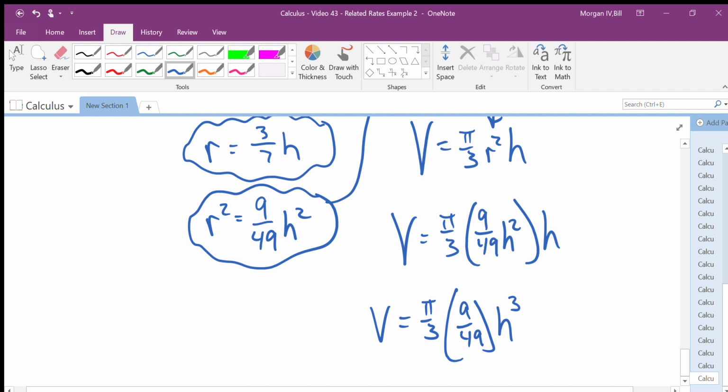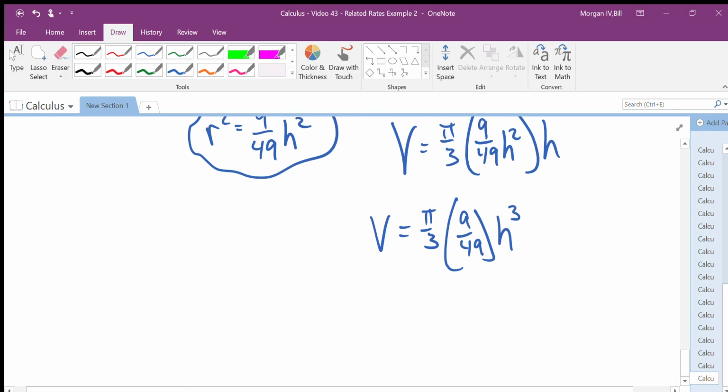You might be thinking, well, that's a lot of work. Maybe, but the benefit is great. Now we have a volume equation of just V's and h's. So when I take the derivative implicitly here, I'll get a dV/dt and a dh/dt, but I won't get a dr/dt, because I didn't know dr/dt.